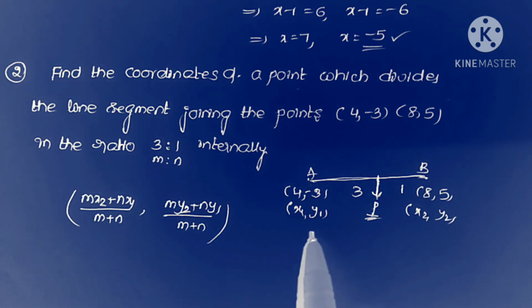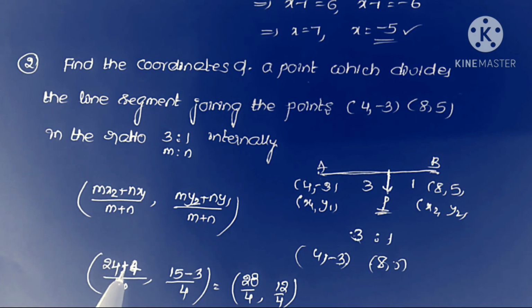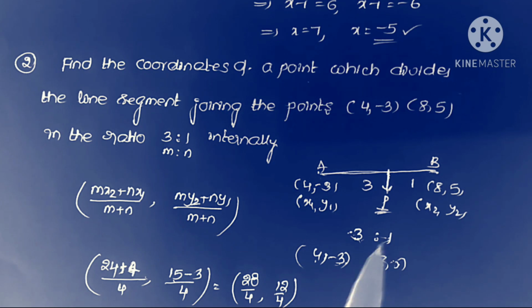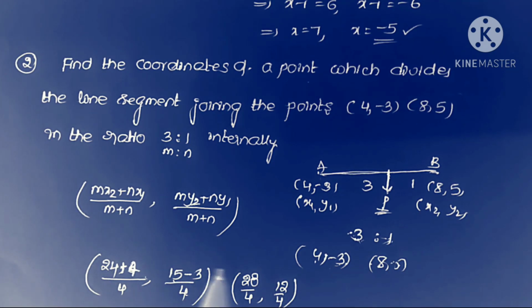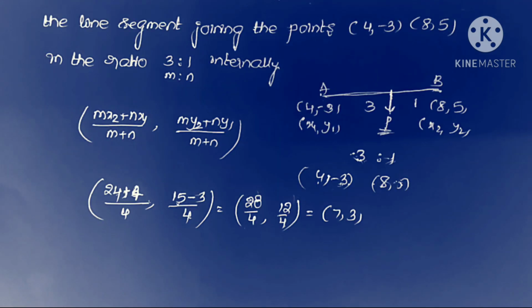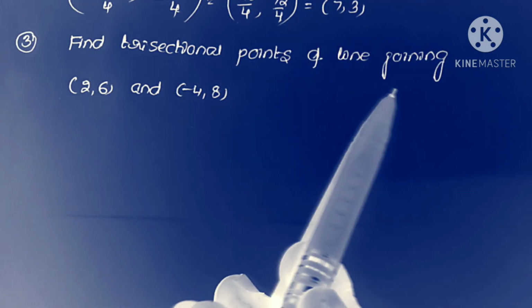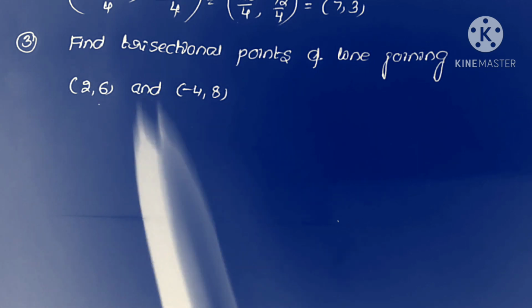Now replacing the values: m x2, 3 into 8, 24, plus n x1, 1 into 4, 4, by m plus n, 4. m y2, 3 into 5, 15, plus n y1, 1 into minus 3, by m plus n, 4. That is 28 by 4 and 12 by 4, that is (7, 3).